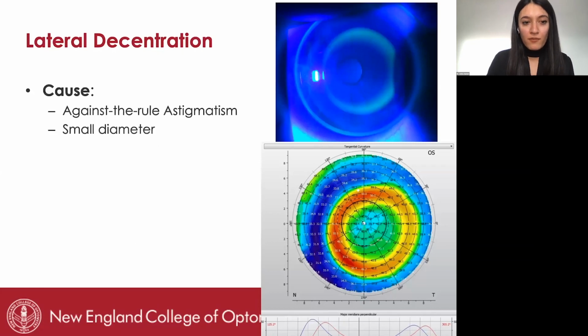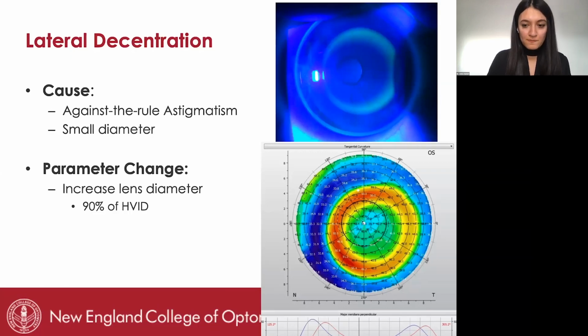Lateral decentration. This again is very, very common, more common when we see against the rule astigmatism or a smaller diameter lens. So I tend to be very vigilant about choosing my initial diameter. I'm a stickler for lens centration. I think that's the best way to get a good, proper fitting orthokeratology. So really pay attention to the diameter of the lens that you're choosing. But easy enough, if you do see lateral decentration, you can increase the lens diameter, making sure it's about 90% of the HVID here.